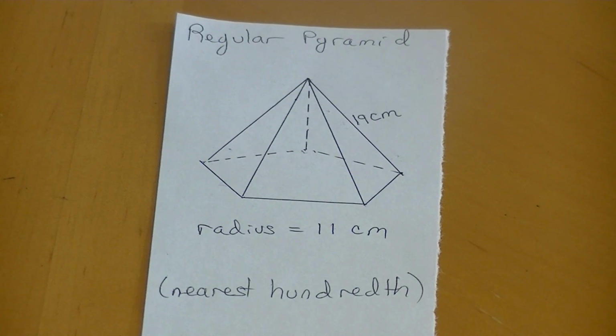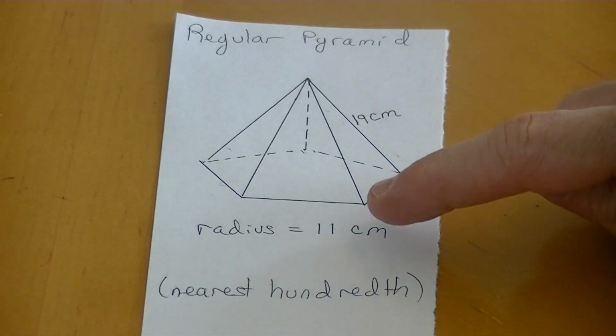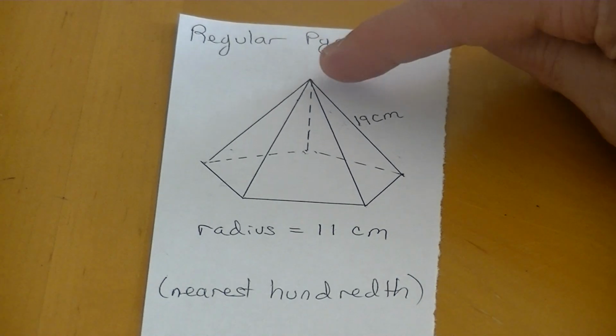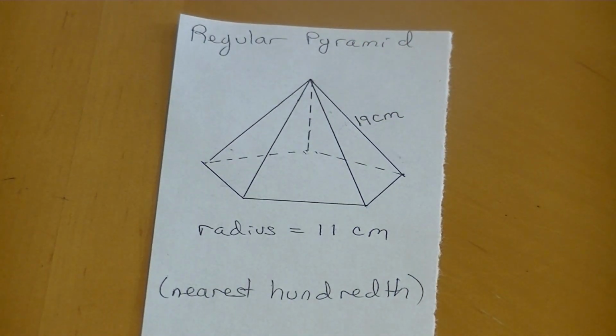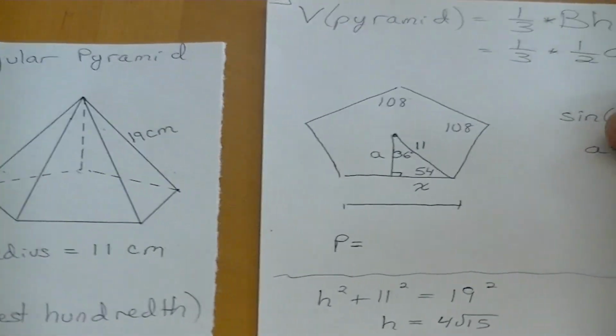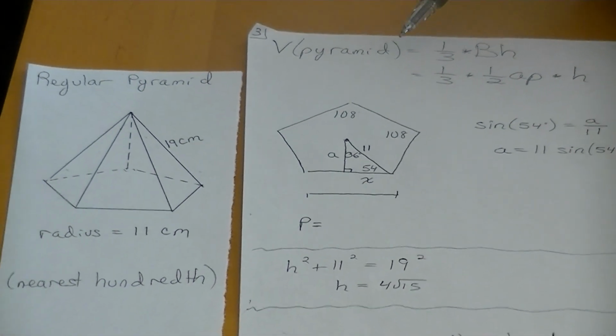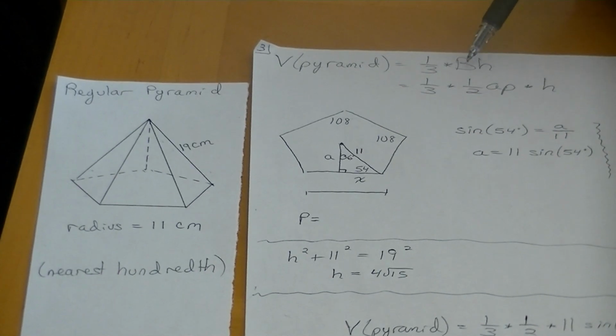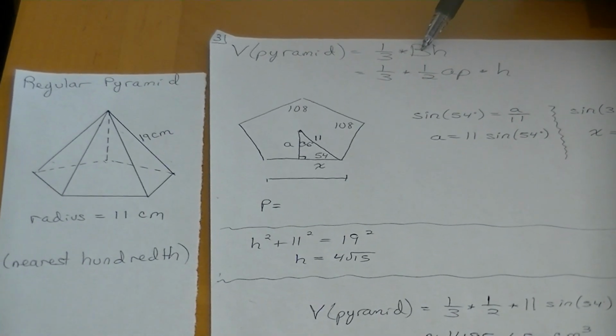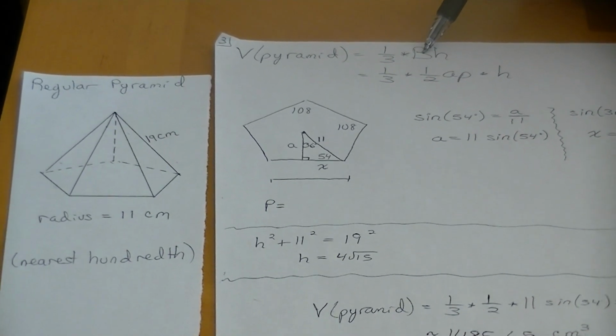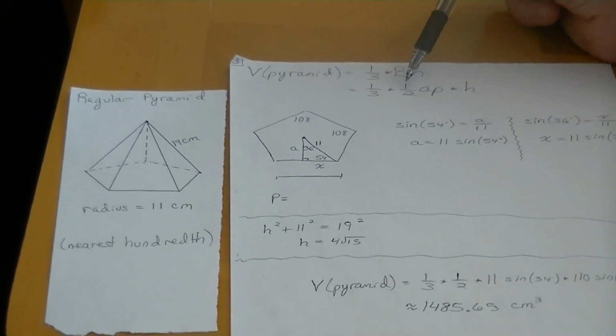All right, regular pyramid. So that's telling you that the base is a regular polygon. So what's the volume if the radius of the base is 11 and this lateral edge is 19? Nearest hundredths for this one. All right. So let's see. Volume of a pyramid is 1/3 area base height. In this case, the base is not a square like the previous one. It's not a circle like the first one. It's a regular pentagon. So the formula for that is half AP.